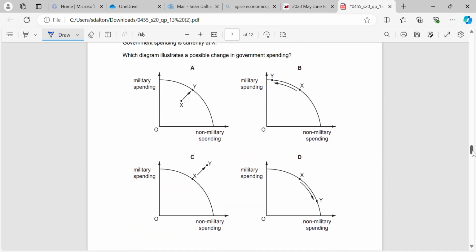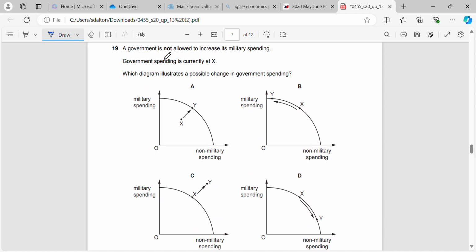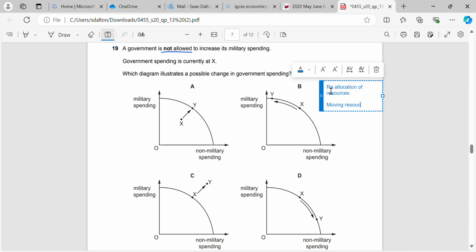Okay, question 19. A government is not allowed to increase its military spending. Government spending is currently at X. Which diagram illustrates a possible change in government spending? So again, what we're looking for here is a reallocation of resources. Okay, we're going to be moving resources from military to non-military spending. Okay, so we're looking for the curve that will show us non-military spending is higher.